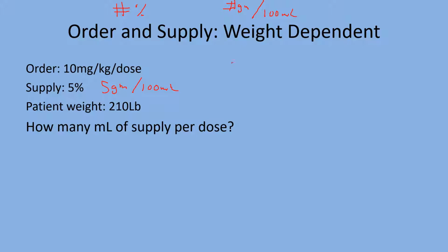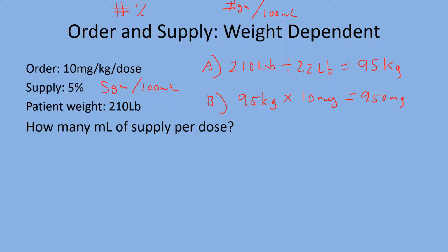All right, step A. We got 210 lbs, and we need to divide by 2.2. How many kilos is the patient? Okay, about 95. We'll use 95. Make our lives easier. We got 95 kgs. How much drug per kilogram of body weight? 10. 10 milligrams per kilogram of body weight. So this is the amount of milligrams per day. In this case, it's just 1 dose. So this is B and C.